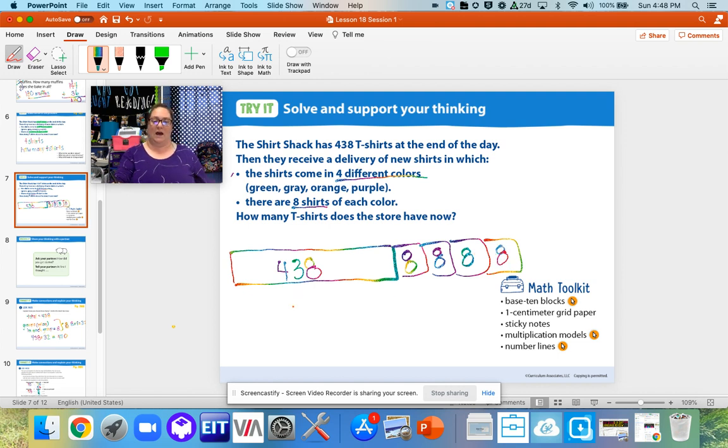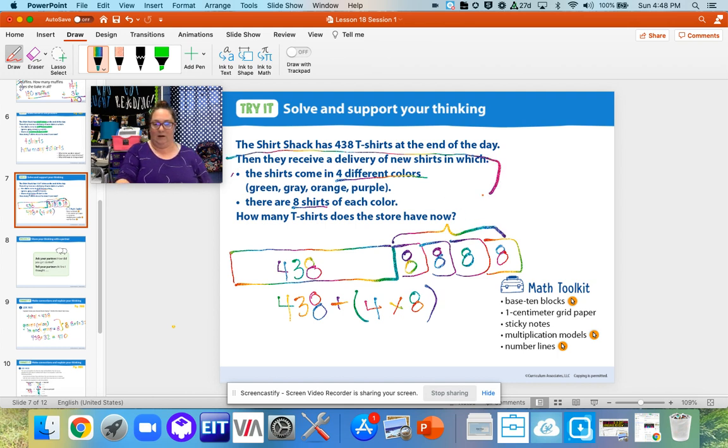So in this case, I could say 438 plus, and then I've got 4 groups of 8. So this is how I could write it in the whole problem, because I've got my 4 groups of 8, which is right here in the colors, this part right here. 4 colors with 8 in each. So that's this part. And then I've got the total that I had at the end of the day, which was 438. And we want to add those up together.